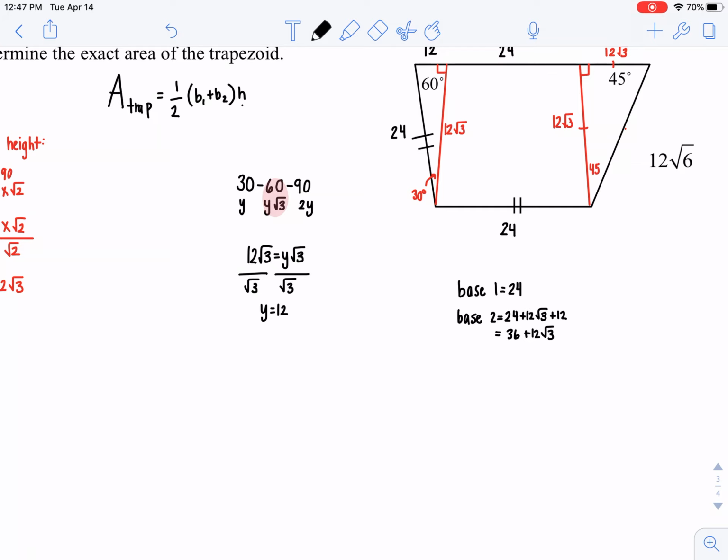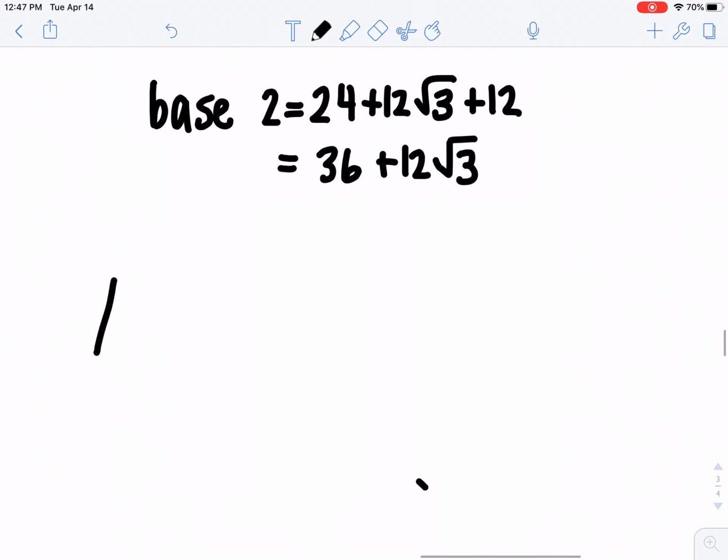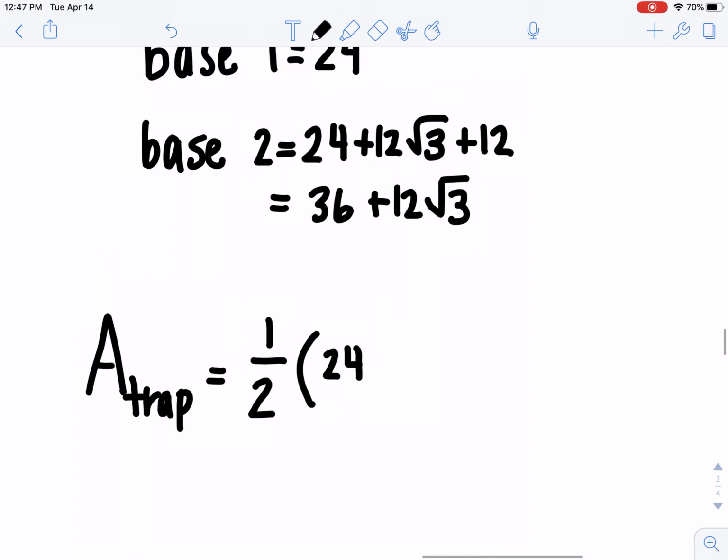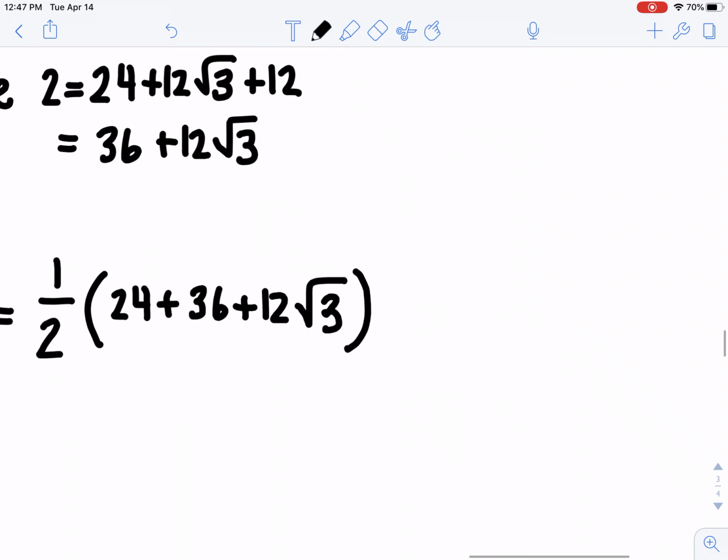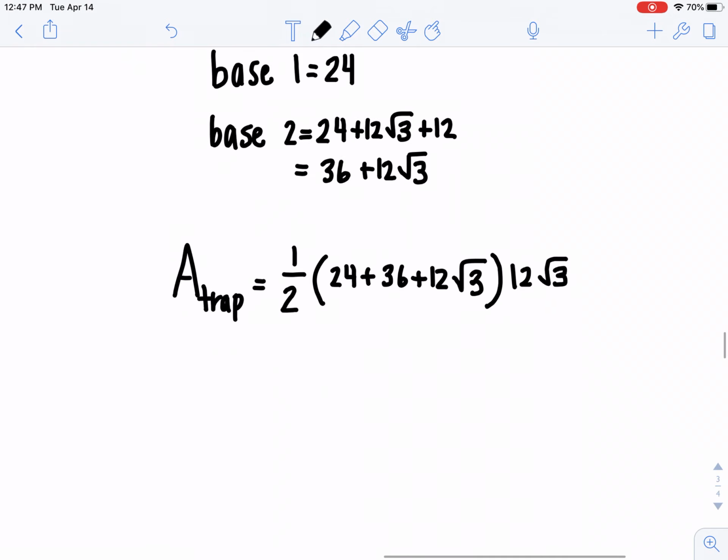Now we have all the given information to solve for our area, so let's go ahead and do so. The area of this trapezoid is going to be 1/2 times 24 plus 36 plus 12√3 times our height, which is 12 root 3.